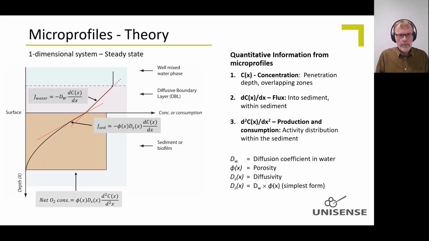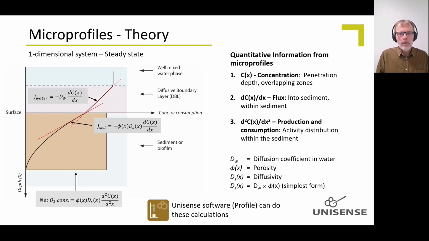And finally, you can also analyze the curvature of the profile here. And that will give you, in this case, the consumption of oxygen shown by this bar graph here. What you need to do is take the second derivative of your concentration profile, multiply with the diffusivity and porosity again. Then you get the net consumption.